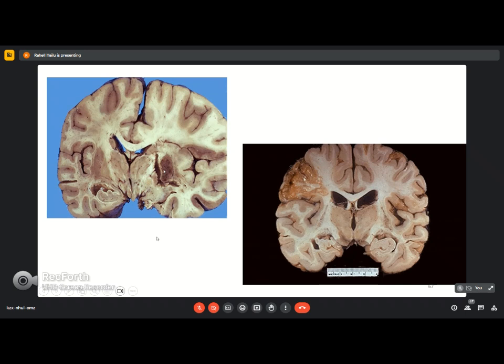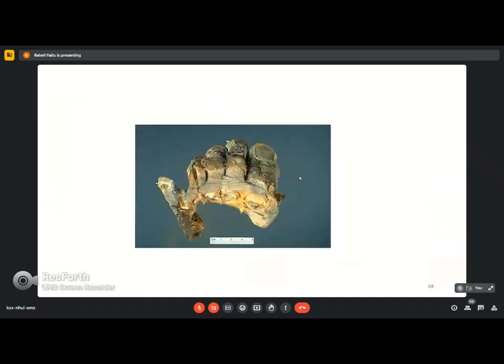Here, you'd also expect lesions in the brain. Here you have ischemic infarcts, and you might even have liquefaction of the brain as a result of severe ischemia or occlusion of a major artery.